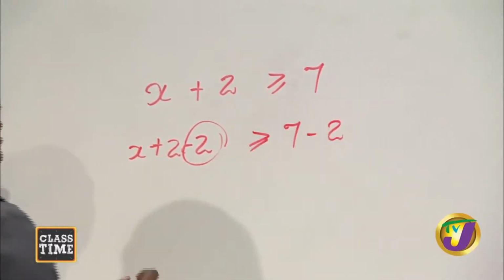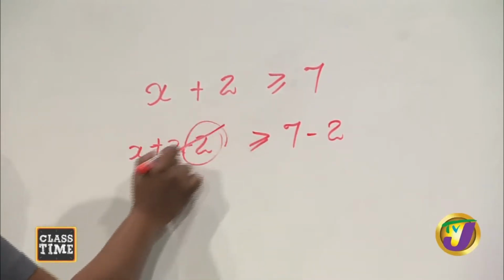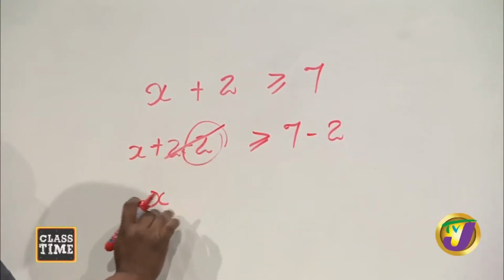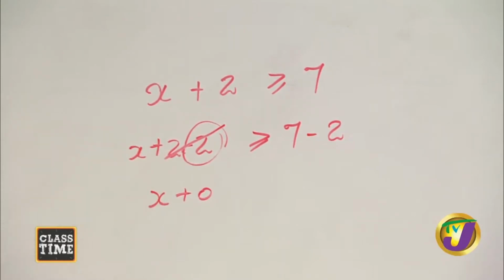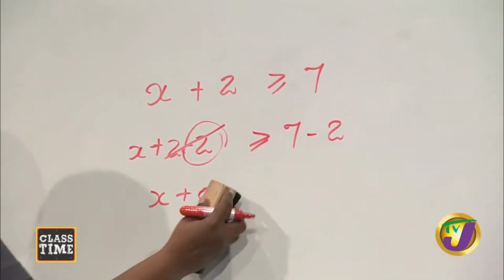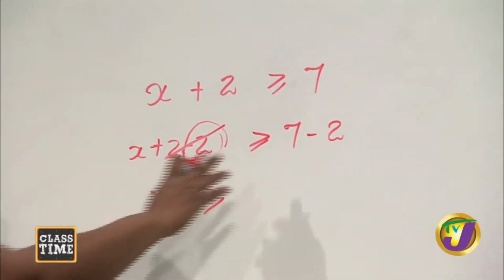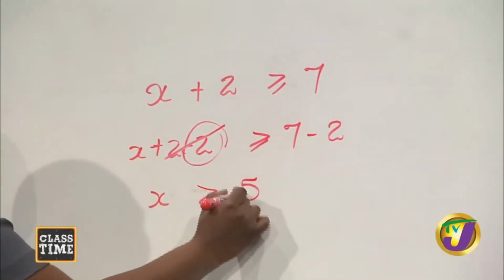Now, x here, we will be left with 0, because 2, and we are taking away 2, will give us 0. So we could add the 0, or some people can choose to not include the 0. So I'm going to eliminate the 0 right here. And that is greater than or equal to 7 take away 2, which is 5.